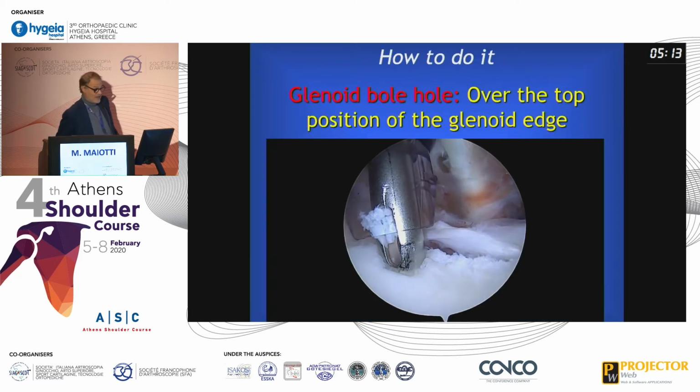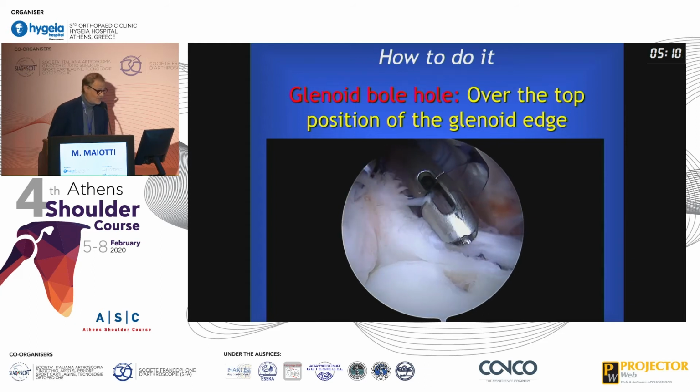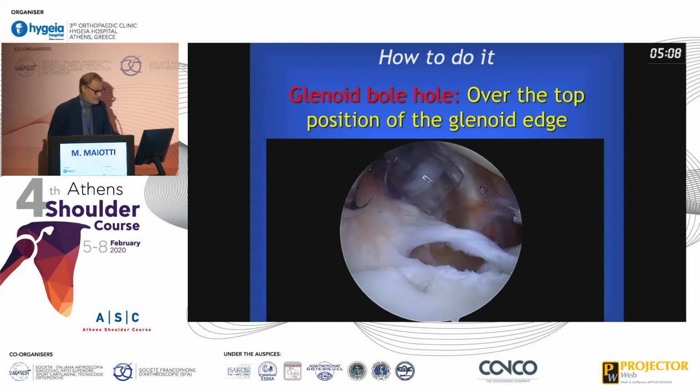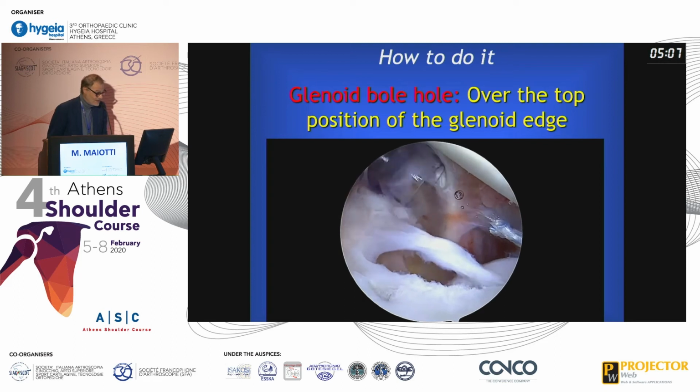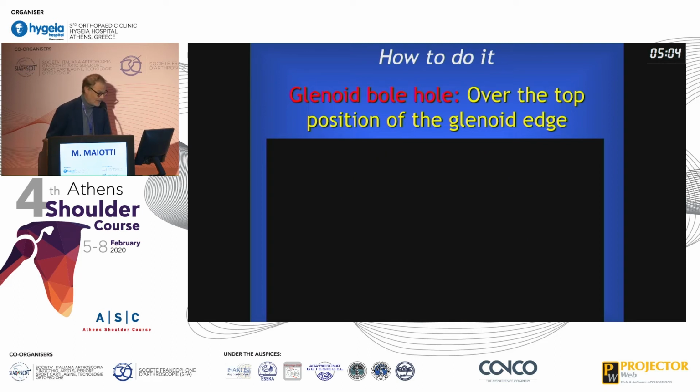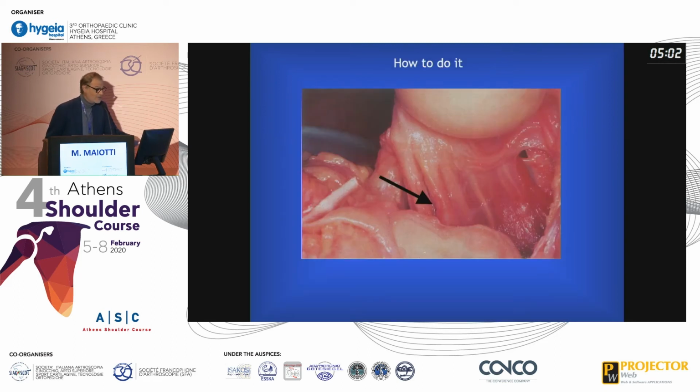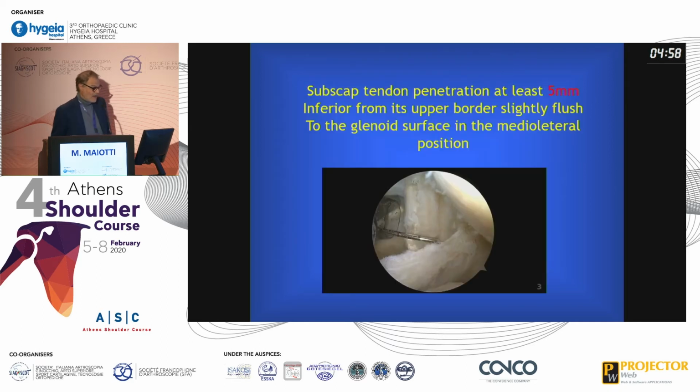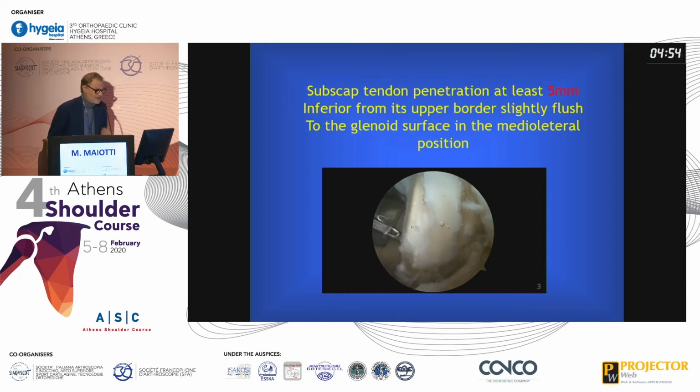How to do this, the ASA? After the Bankart repair, the glenoid bone hole has to be slightly over the top of the glenoid edge. You have to penetrate the tendon right there, at least 5 millimeters inferior from its upper border, slightly flush to the glenoid surface in your mediolateral position. You have to be very careful to do these steps correctly. This is a cadaver specimen.